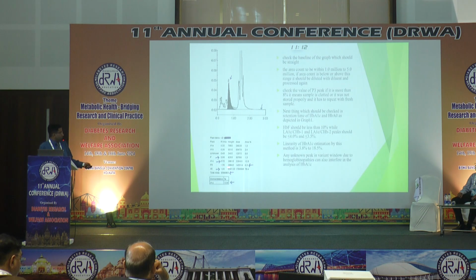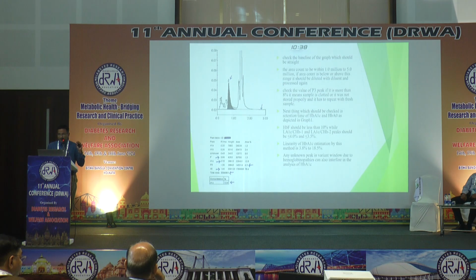We can see here this P3 peak. If it is more than 8%, it means the sample is clotted or not stored properly, and a fresh sample has to be tested. So when you read the printout of the graph, interpret it carefully. That is important. If the reports are altered, as I said, even if the graph shows HbA1c is 6, you do not accept that. Next, what should be checked is the retention time of HbA1c and HbA0. As in the graph, HbA0 and A1c retention times are very important.